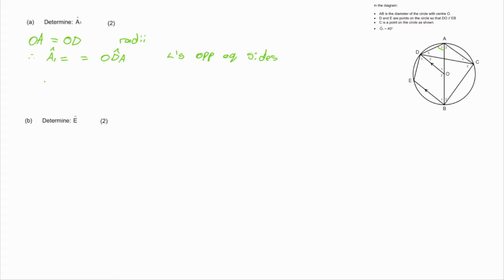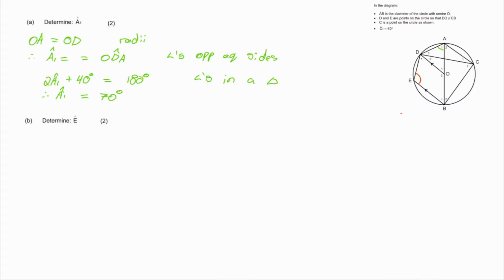So what we're going to have then is 2A1 plus 40 is equal to 180 degrees, and that's because of angles in a triangle. Then we can just solve for A1 using algebra, and we'll get 140 divided by 2, which is 70 degrees. Therefore A1 is equal to 70 degrees. Hopefully not too bad. 2 marks in the bag.